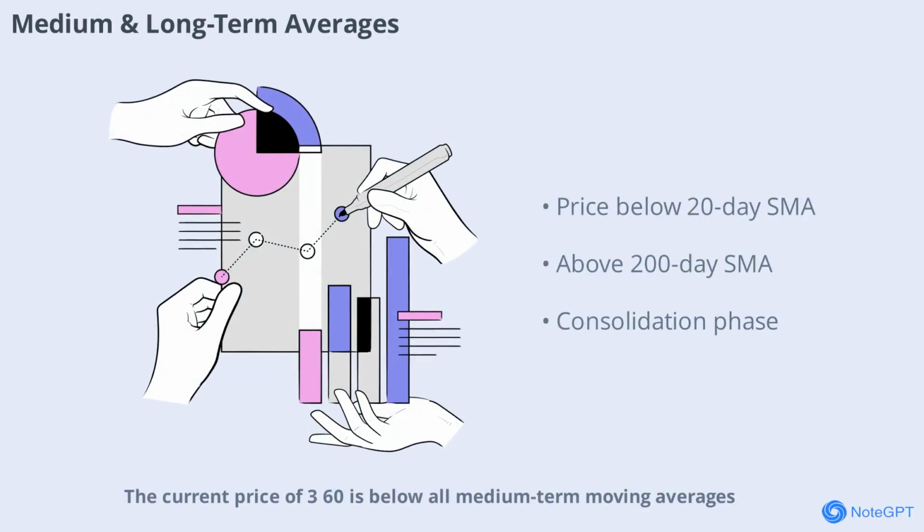Current price of 3.6 is below all medium-term moving averages, such as the 20-day SMA at 4.1485 and the 20-day EMA at 3.3338. However, it remains well above the 200-day SMA and EMA, which are around 1.91. This setup confirms that the long-term uptrend is still intact, but the stock is in a consolidation phase, searching for support after the August collapse. Watching these averages helps identify potential turning points.